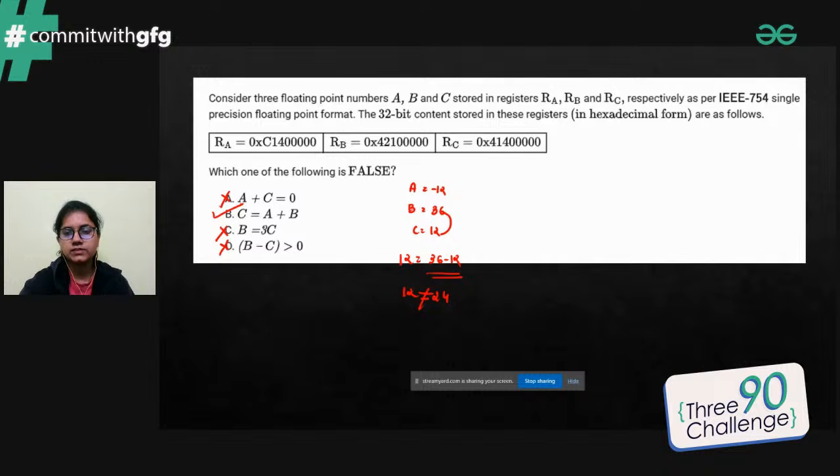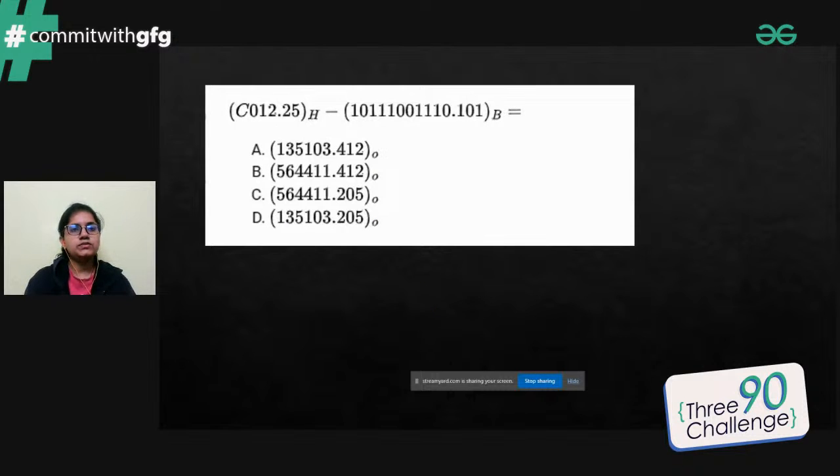Okay, let's move on to the next question now. Can you just solve this? So what is this O here? This O is octal, so this is in octal form, this is in hexadecimal form, and this is in binary form. So this is what it means.